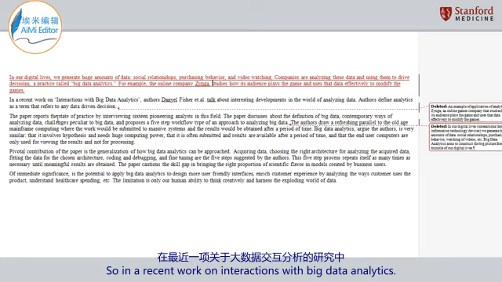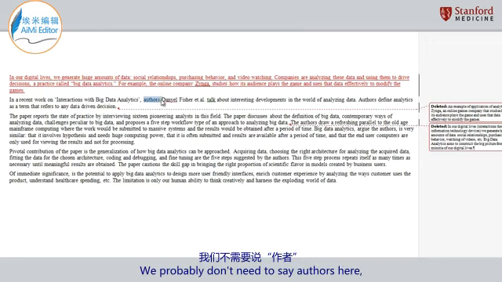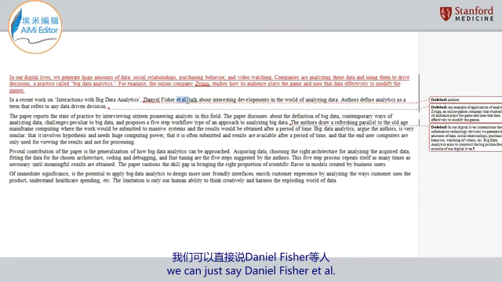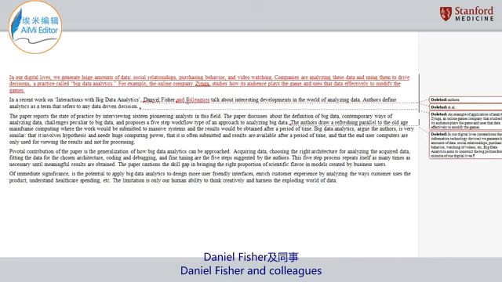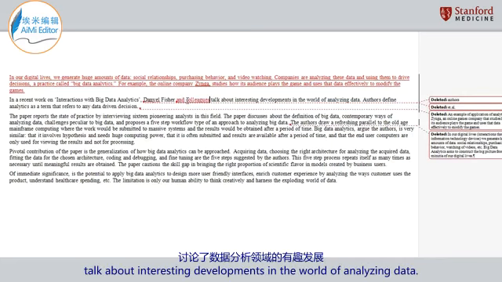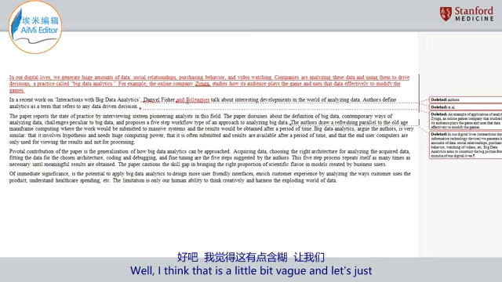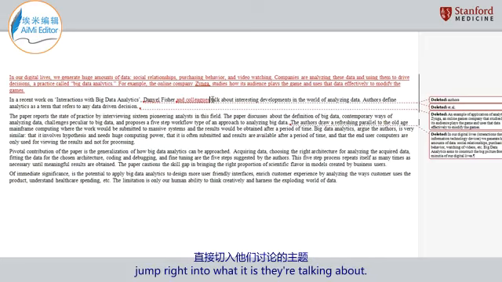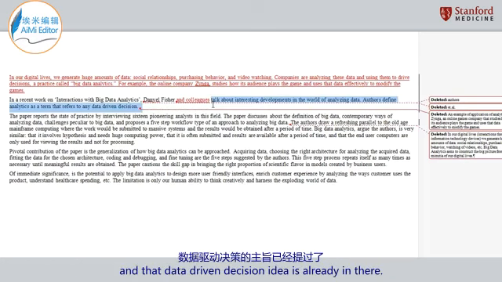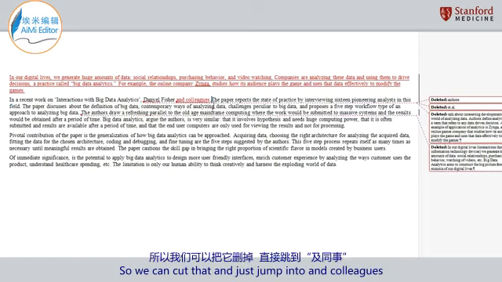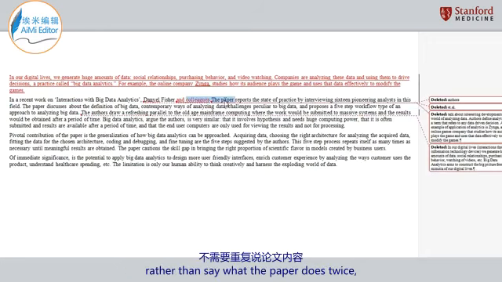So, in a recent work on interactions with big data analytics, we probably don't need to say authors here. We can just say Daniel Fisher et al. I might change that to and colleagues. Daniel Fisher and colleagues talk about interesting developments in the world of analyzing data. Well, I think that's a little bit vague, and let's just jump right into what it is they're talking about. We don't even need to give that introductory pass. I've also, by the way, already included the material about what the term analytics means, and the data-driven decision idea is already in there, so we can cut that and just jump into and colleagues. Rather than say what the paper does twice, we can just jump right into it here.